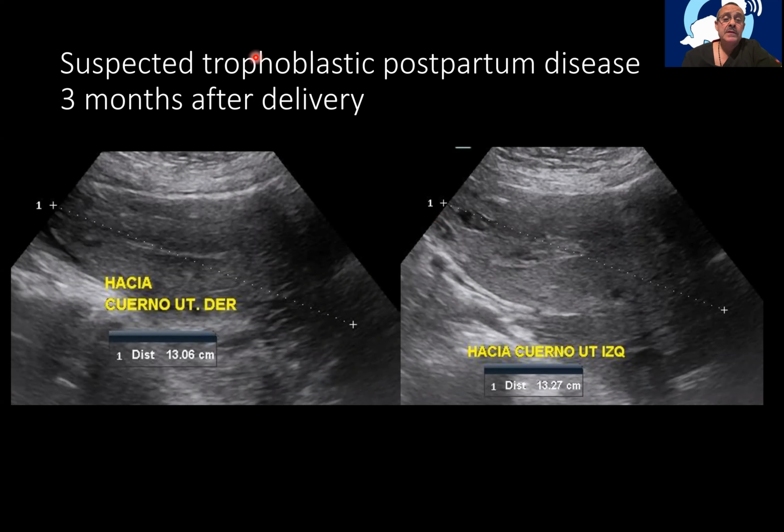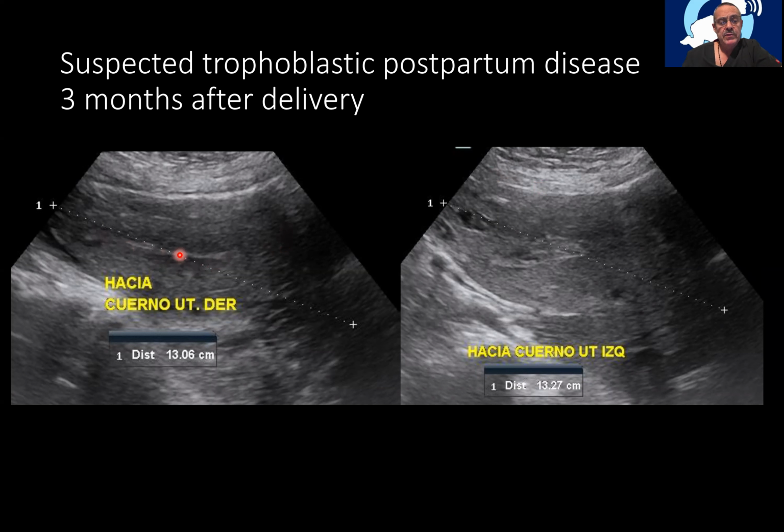And this is one of the last cases we will see. Three months after delivering a baby, the patient still had bleeding, some discomfort, nausea. It is a somehow bicornuate or septated uterus.